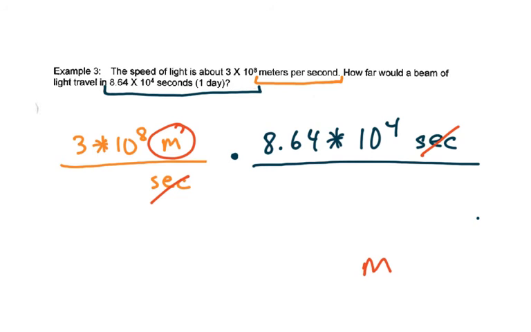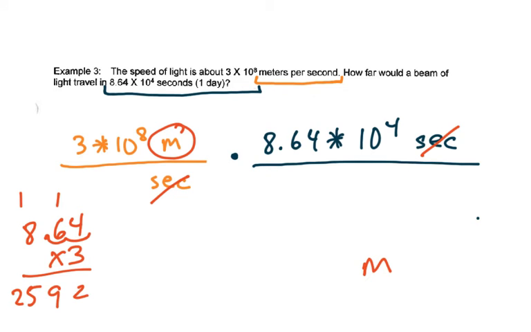Now, so we're just going to have to multiply 8.64 times 3. You can do this on the calculator if you want to. It's easy enough to do by hand. 12, 18 plus 1 is 19, carry the 1. 24 plus 1 is 25. Now, because I have 2 decimal places, I jump 2 places over.